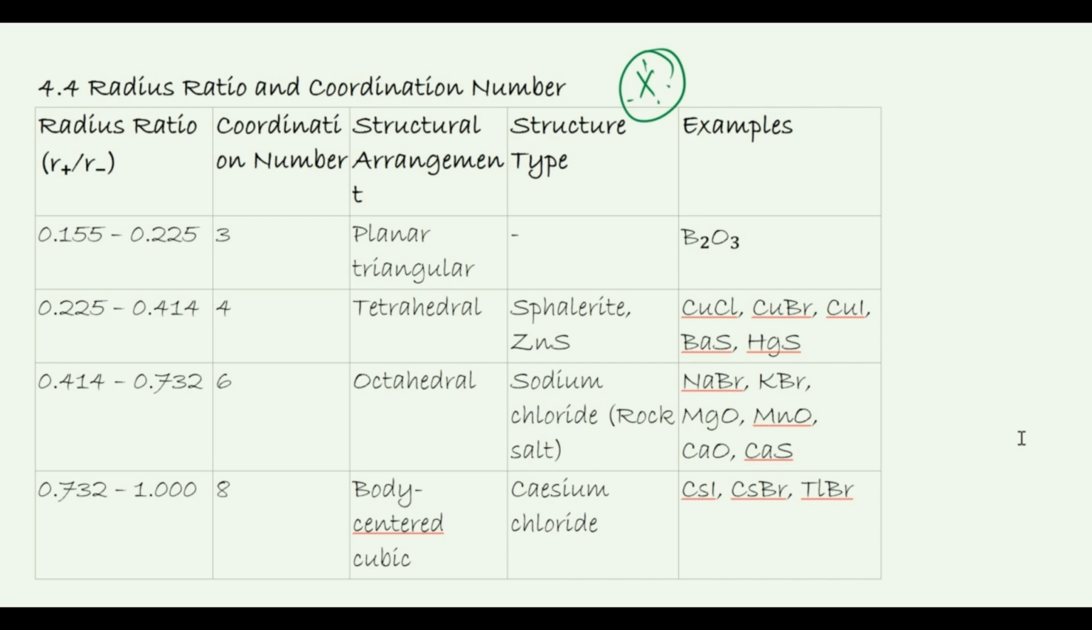Radius ratio is nothing but the radius of cation divided by the radius of anion. What is the number you are getting? That number lies between what? That is the question.